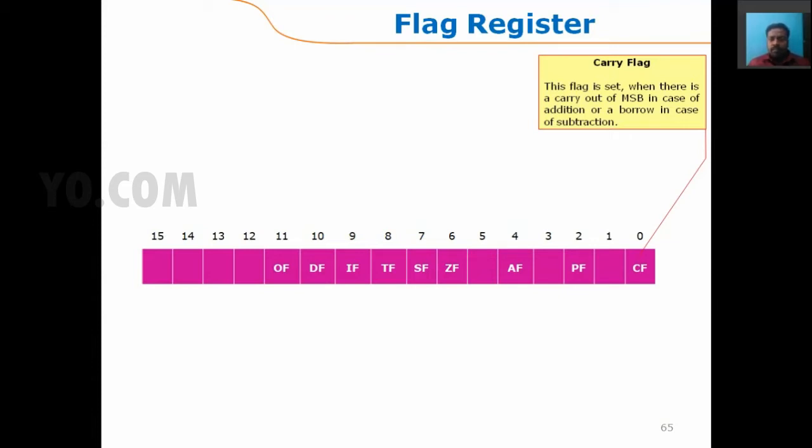This flag is set when there is a carry out of MSB in case of addition or borrow in case of subtraction. What is MSB? MSB. M means maximum, S means significant, B means bit. MSB means maximum significant bit.